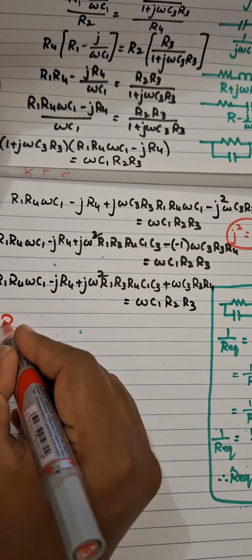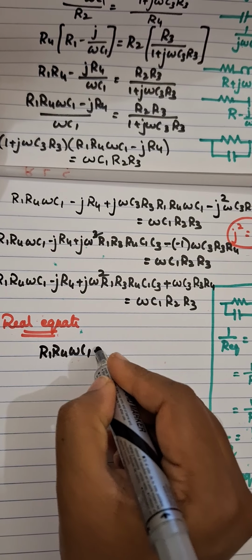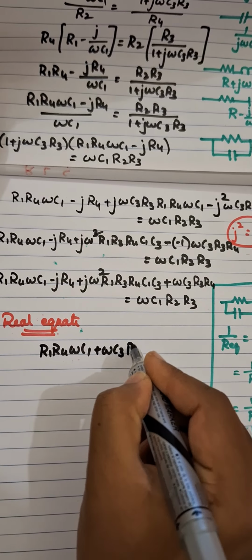Now let us equate the real part. So what is the real part? This is the real part because here there is no j. So I will write it as R1 R4 omega C1. Then this is j, this is j. Again here there is no j. So plus omega C3 R3 R4 is equals to, this side there is no j, so omega C1 R2 R3.